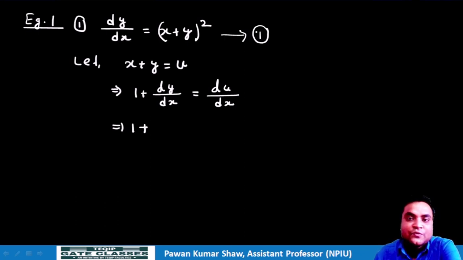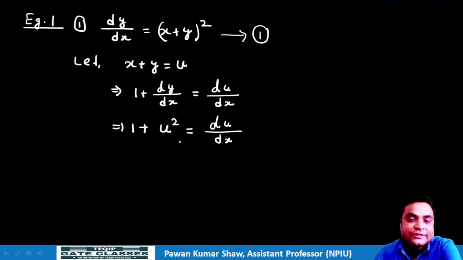From equation number 1, what can we write? The value of dy by dx here will be (x plus y) whole square. What have we assumed x plus y to be? We assumed x plus y as u. So that's why we can write this as u square is equal to du by dx.